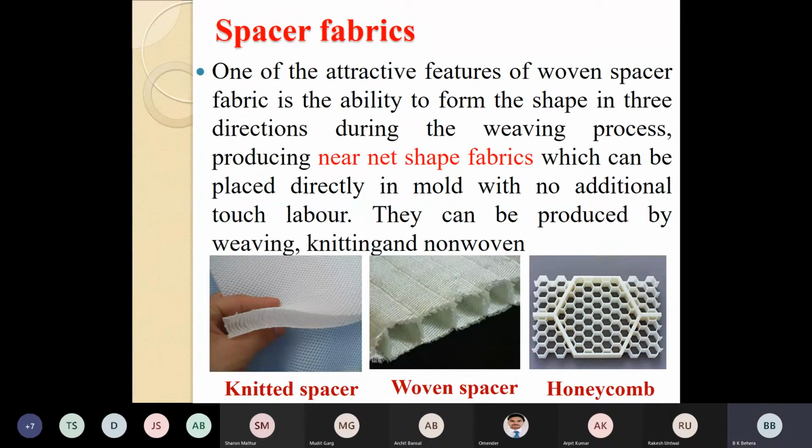This is one of the very attractive features of spacer fabric, as it has the ability to form the shape in 3 directions. 3 directions means in 3 planes: X plane, Y plane, and Z plane. And they can also be produced by weaving, by knitting, by nonwoven. Subsequently, I will explain this.